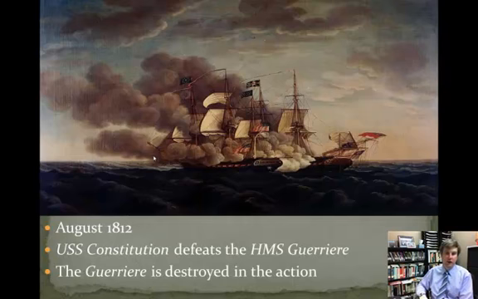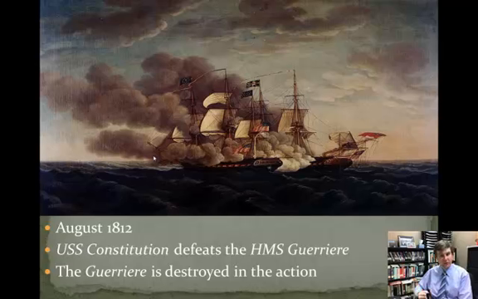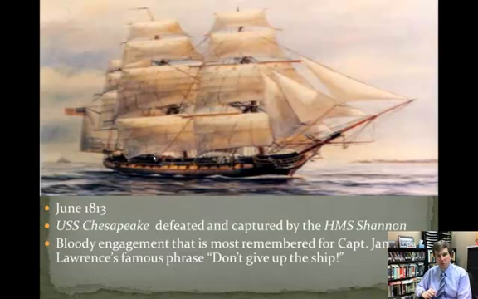And the United States Navy does a pretty good job. In fact, in August of 1812, the USS Constitution will defeat the HMS Guerriere. The Guerriere is destroyed in the action. This is a major victory for the United States because the United States Navy doesn't defeat British warships. I mean, that just doesn't happen. But this showed you how good the American warships were at the time and how good our Navy was.